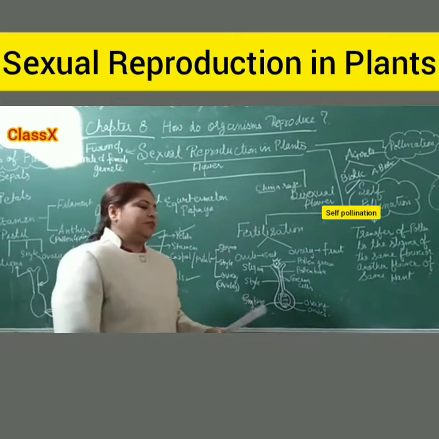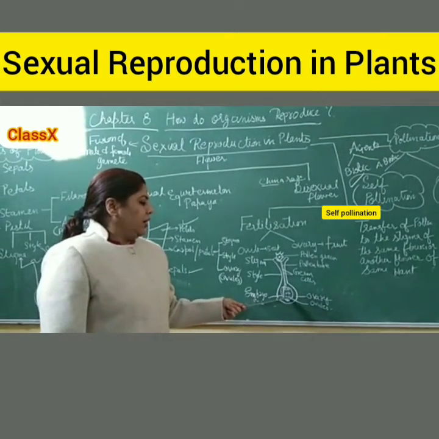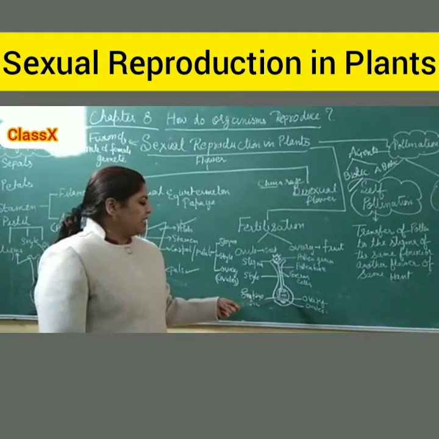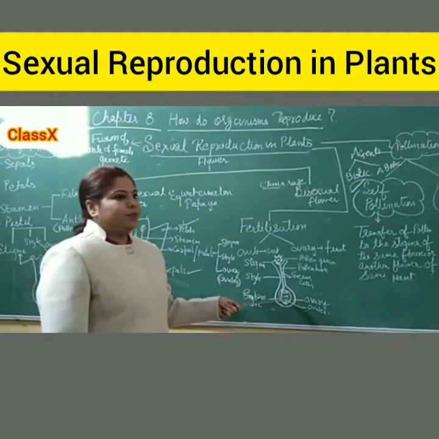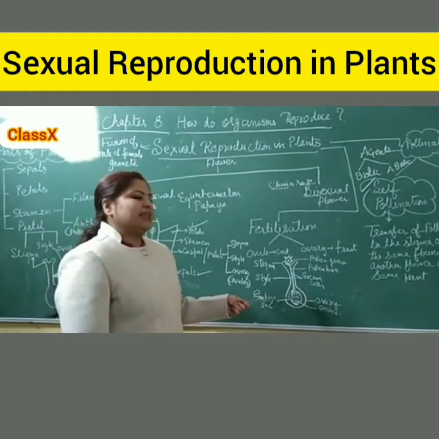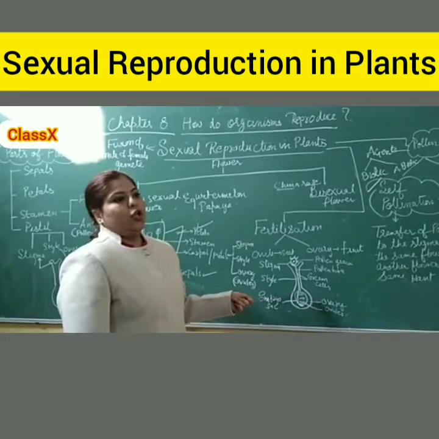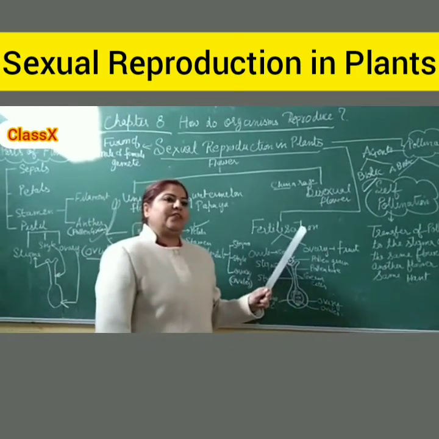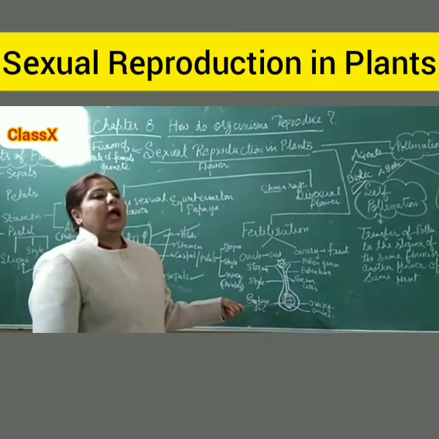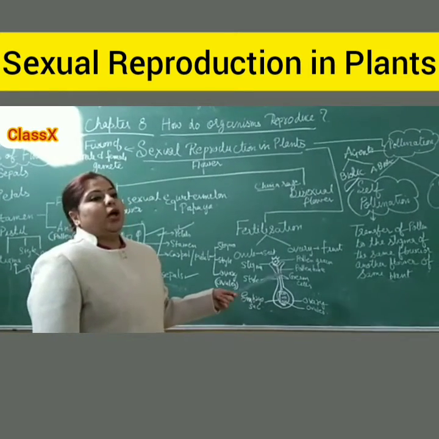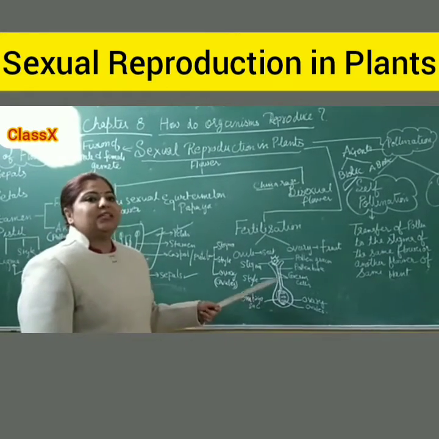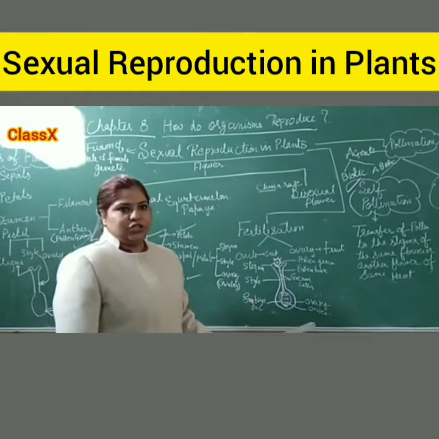Once the zygote is formed, you can see there are cells present in this ovary. These three cells are here and two cells in the center. The center cells are called polar cells and the end cells are called antipodal cells. So one fusion has taken place between the germ cells, another fusion will take place over here, and therefore fertilization is taking place twice. This is called double fertilization.